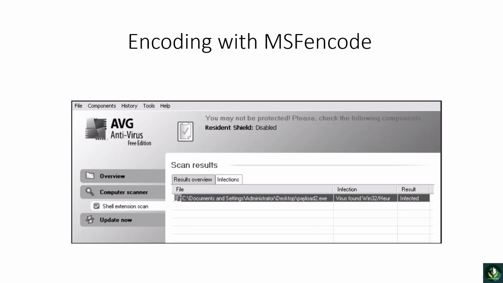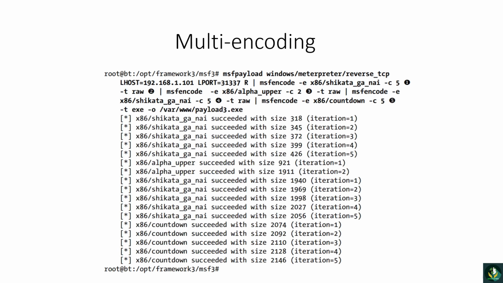So within the framework, we can get better results through multi-encoding, which allows the payload to be encoded several times to throw off antivirus programs that check for signatures. So in this example, as you can see, this one, Shikata Ga Nai, is a polymorphic encoding, meaning that the payload will change each time the script is run.